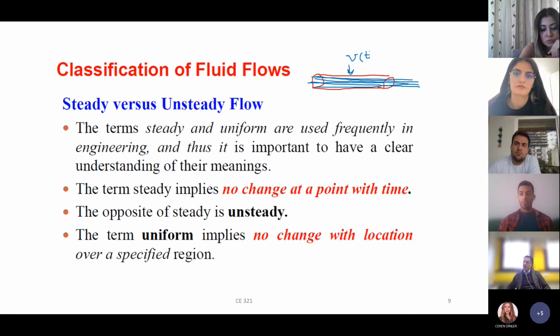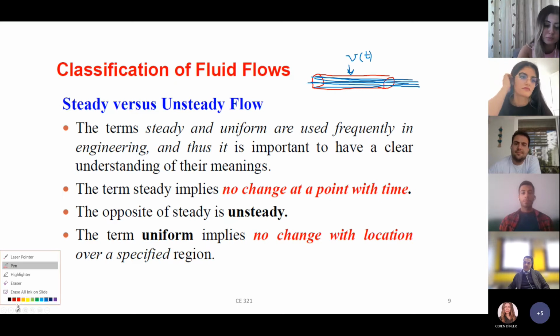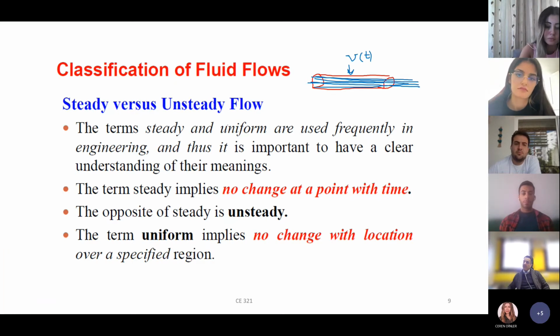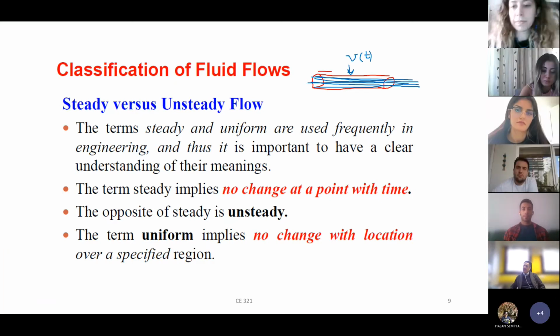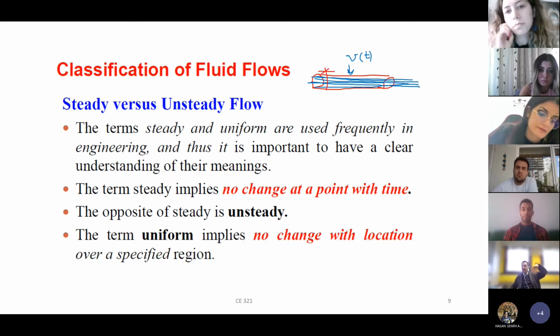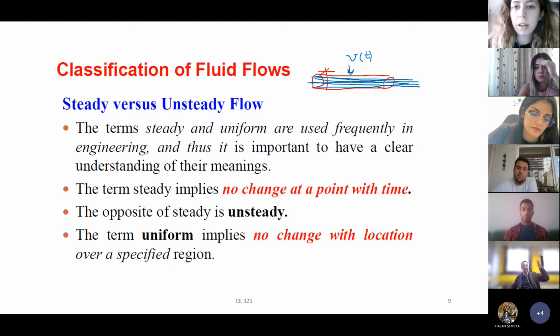I can show it in that way: V is a function of t. How is it possible? Simply, one way is if you have, for example, a valve here. If you open and close the valve, the velocity increases or decreases by time. When you open the valve, velocity increases.